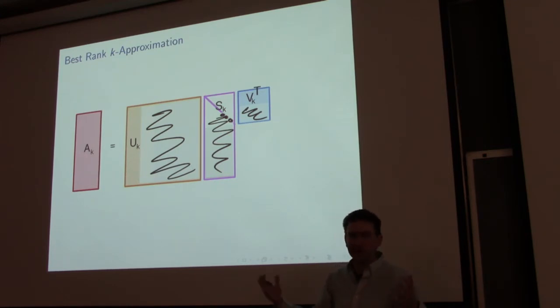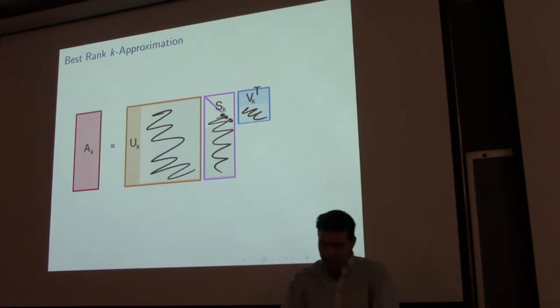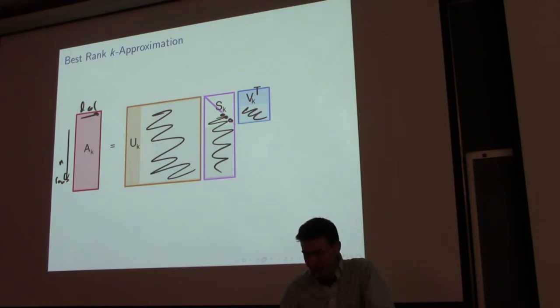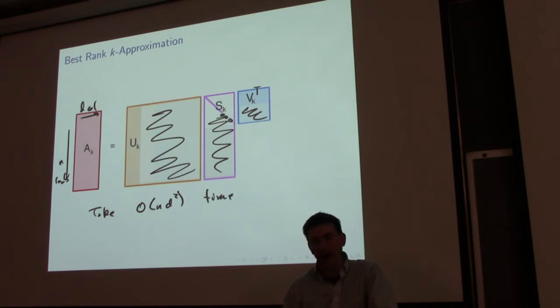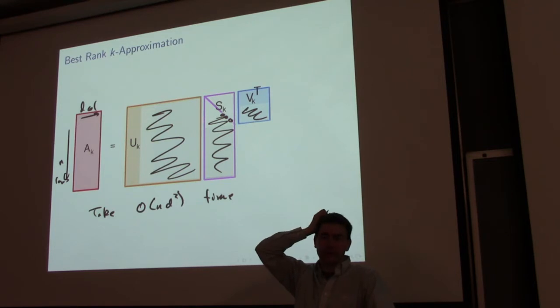Okay, so this is a review of the SVD approach, and this is used heavily to pre-process data and inside a lot of other routines. And if this has n rows and d columns, then this is going to take O of n d squared time to compute this decomposition.